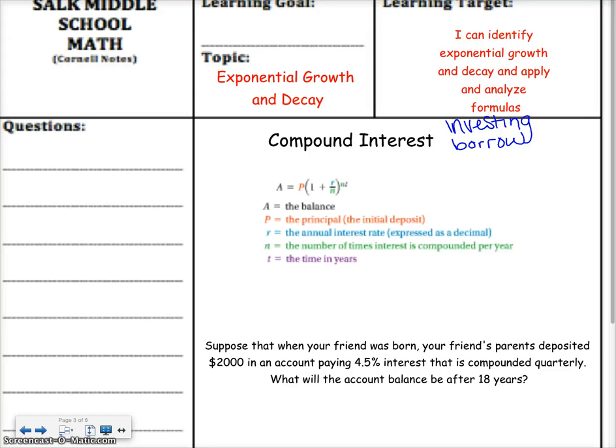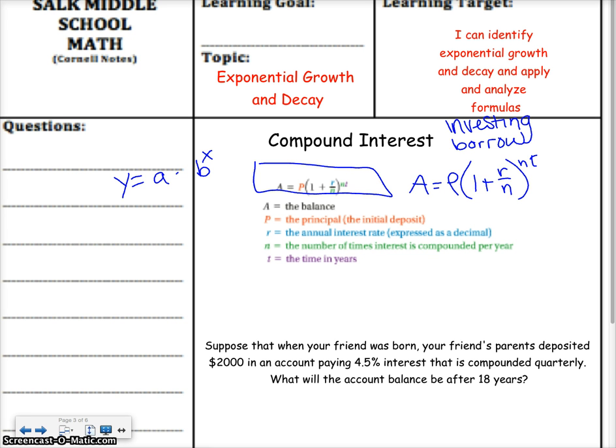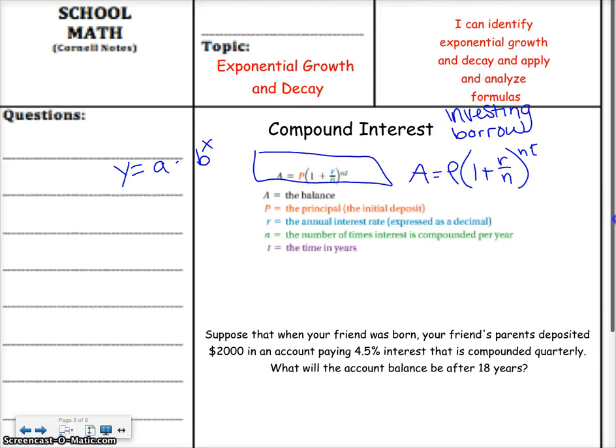Here's a weird formula. Notice it does look like the form y equals a times b to the x. It just looks weird. A equals P times (1 plus r over n) to the nt. It's the same, just much more intricate. A is the initial amount, P. B, that growth factor rate, is what's inside here. X is a little more intense. It defines what all these variables are.